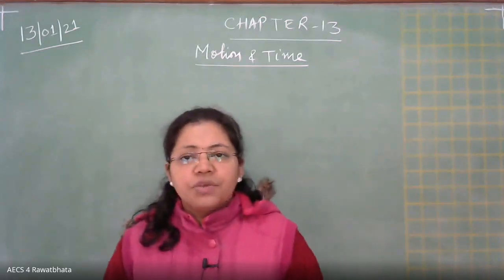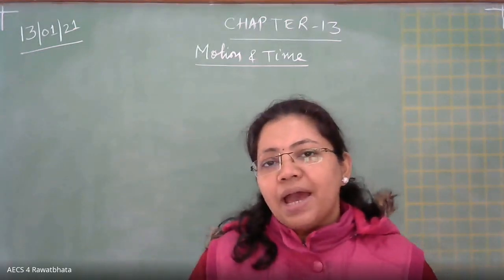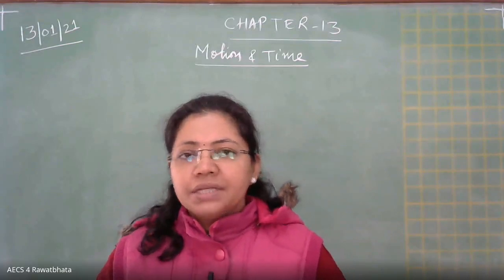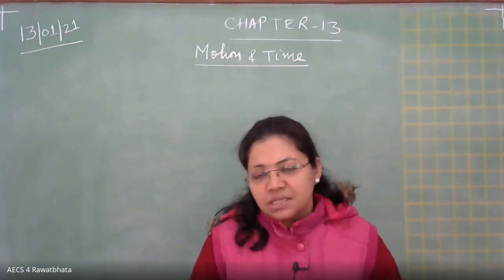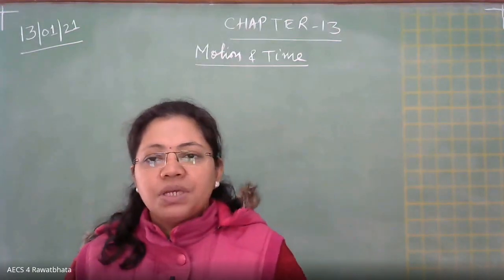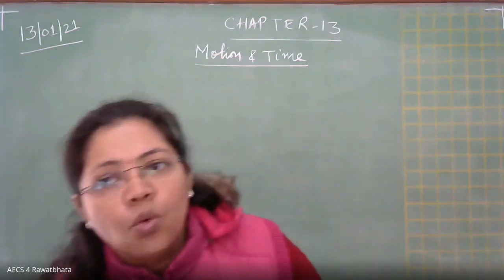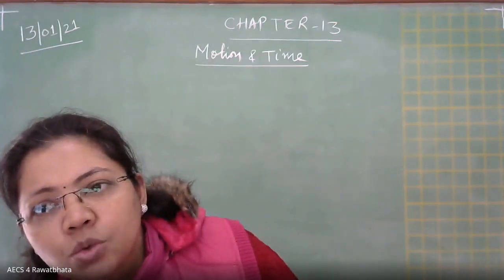What is the difference between variable speed and uniform speed? I discussed with you two types of speeds in last class, that is uniform speed and variable speed. So what is the difference between the two?